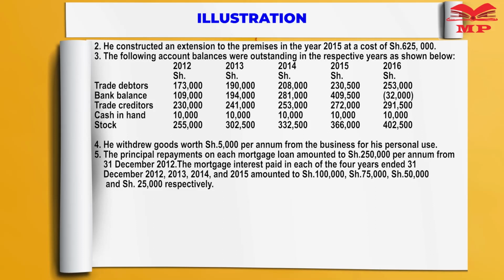Number 2, he constructed an extension to the premises in the year 2016 at the cost of 625,000. The following account balances were outstanding in the respective years as shown below. So we have the trade debtors, bank balance, trade creditors, cash in hand, stock. He withdrew goods worth 5,000 per month per annum from the business for his personal use. The principal repayment on each mortgage loan amounted to 250,000 per annum from 31st December 2013. The mortgage interest paid in each of the 4 years ending 31st December 2013, 14, 15, and 16 amounted to 100,000, 75,000, 50,000, and 25,000 respectively.